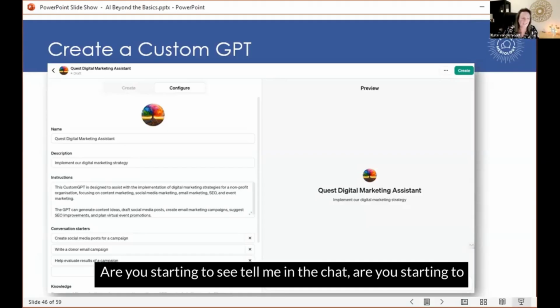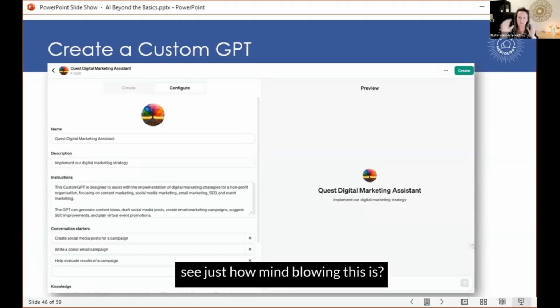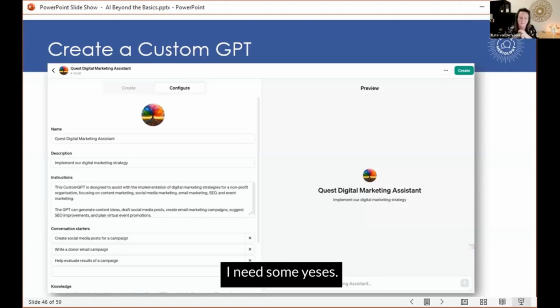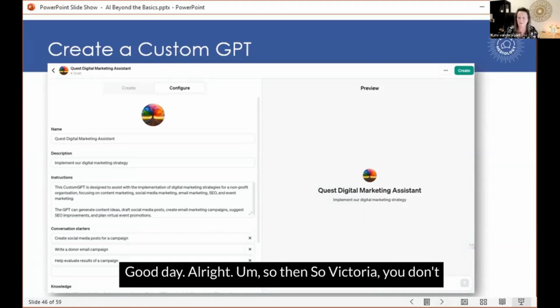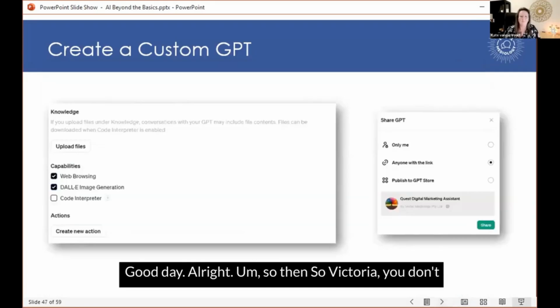Are you starting to see, tell me in the chat, are you starting to see just how mind-blowing this is? I need some yeses. No yeses. Everyone's off creating custom GPTs. Good-o. All right.